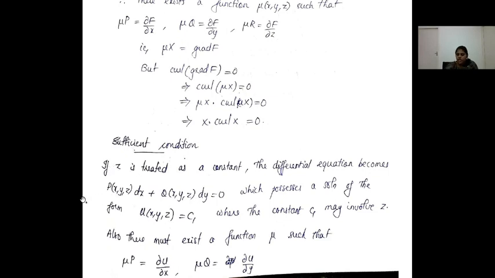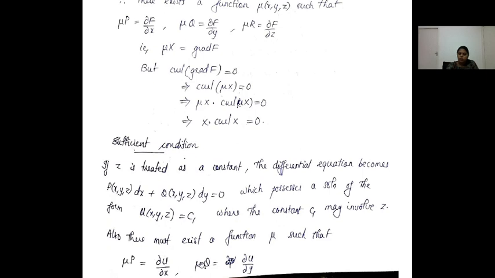If z is constant, dz will be equal to 0. So your equation will reduce to P dx plus Q dy equal to 0. This is a Pfaffian differential equation in two variables. So such an equation will always be integrable. Therefore it will possess an integrating factor, and let me take mu to be the integrating factor. So when I take mu P dx plus mu Q dy equal to 0, that will be integrable.